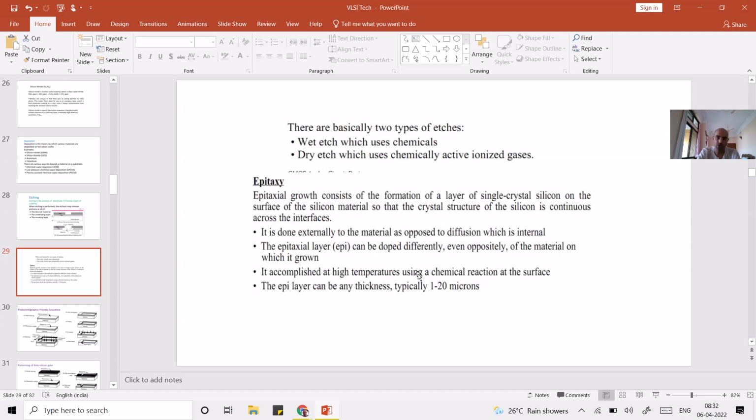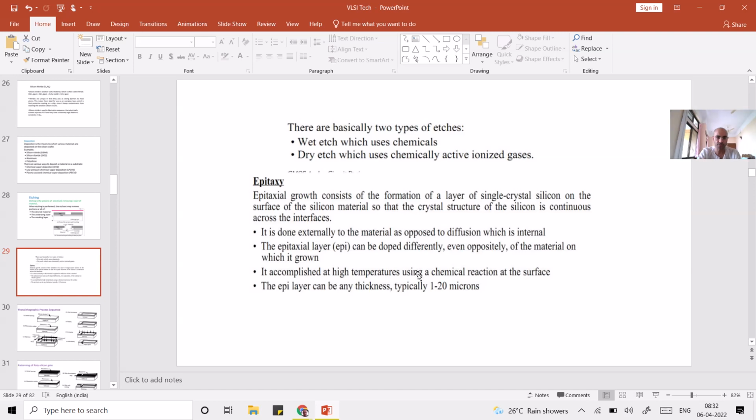It will be in the order of tens of microns, something like 50 microns or 20 microns, depending upon the requirement, because your device will be somewhere in the top layer, 1 micron or something like that. So that epitaxial layer is a very ordered layer of silicon. You have to grow that epitaxial layer with various processes which you have already seen.